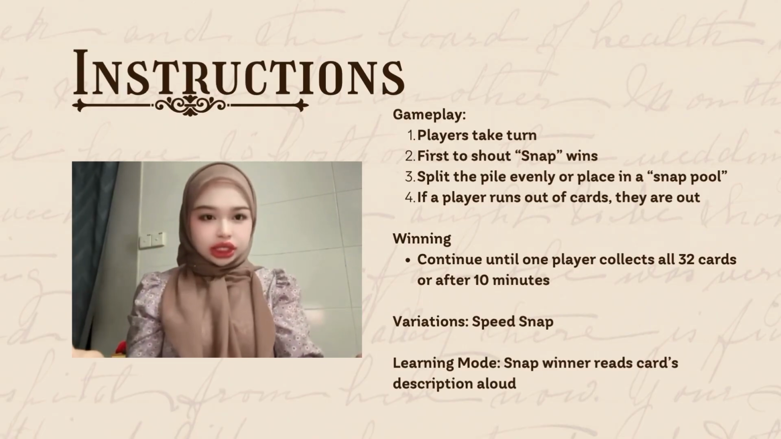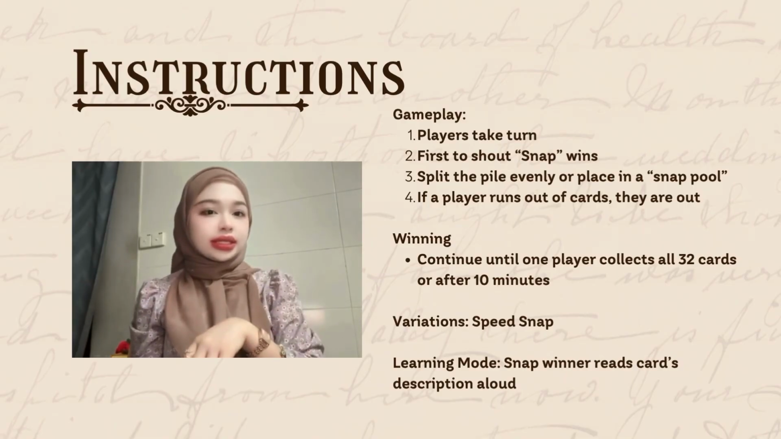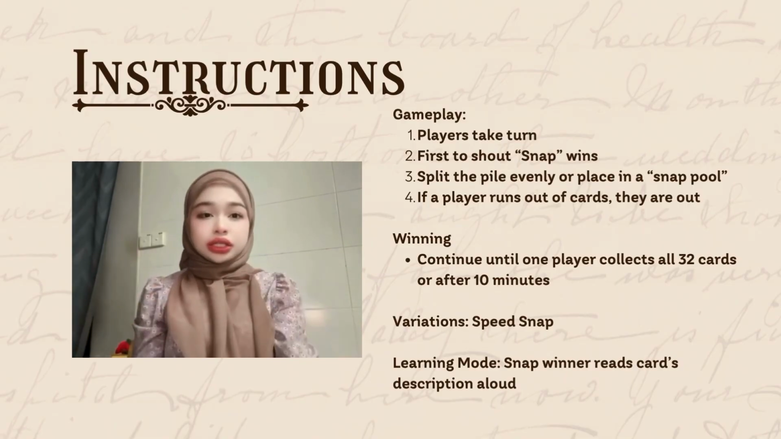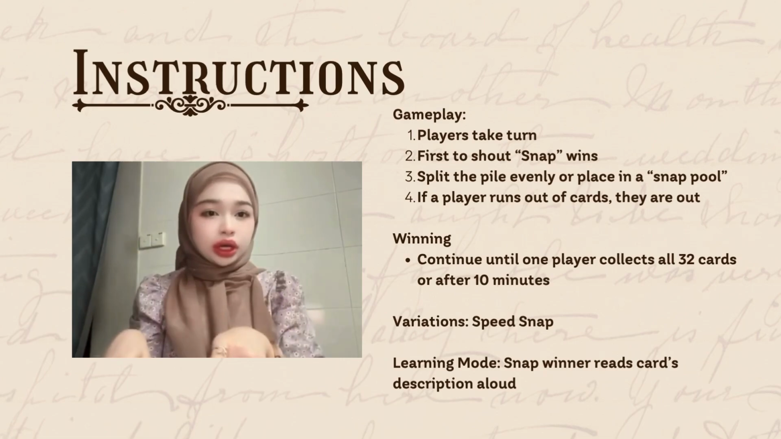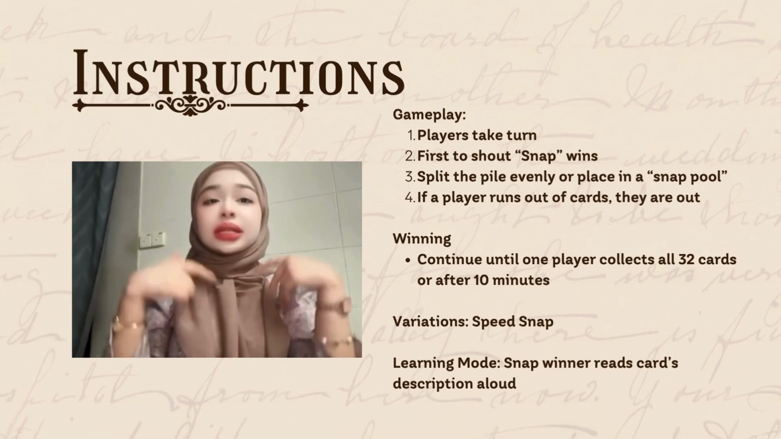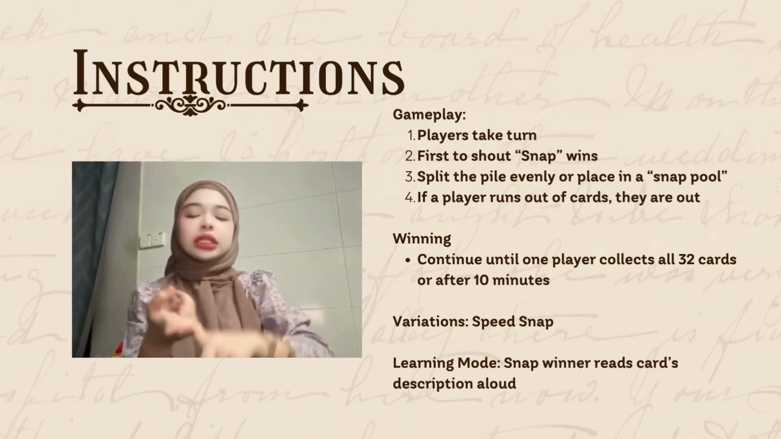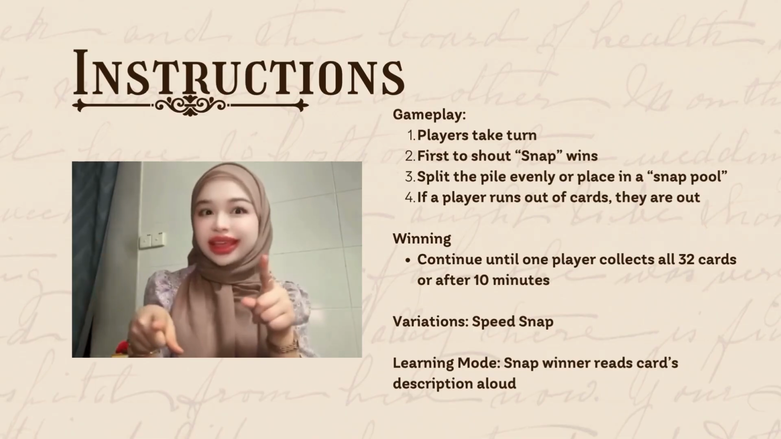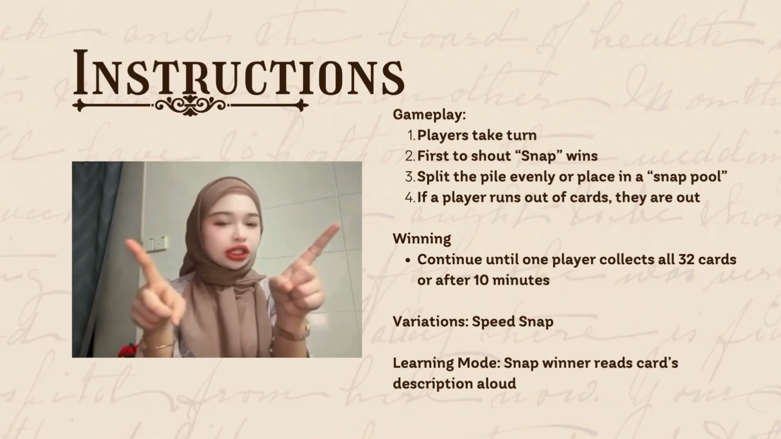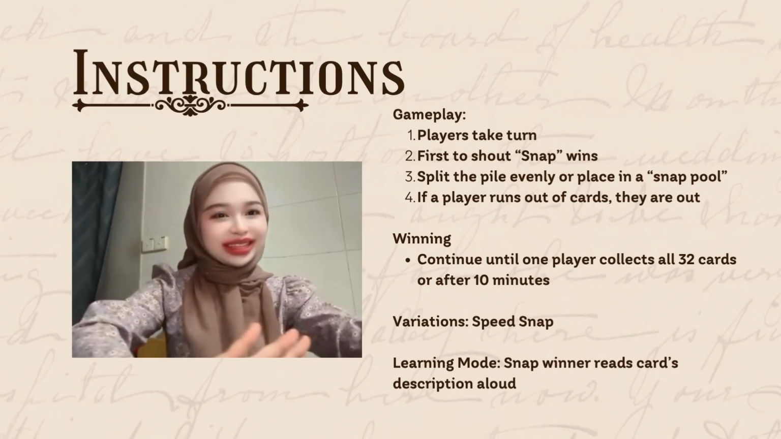What about variations? Split snap: flip cards simultaneously. We need a large table. Snap winners will read the theory's descriptions loudly. For example, feminist jurisprudence critiques gender bias. Like that. So that's all for the instructions on how to play the game. Quite easy, right? So everyone can play the game.